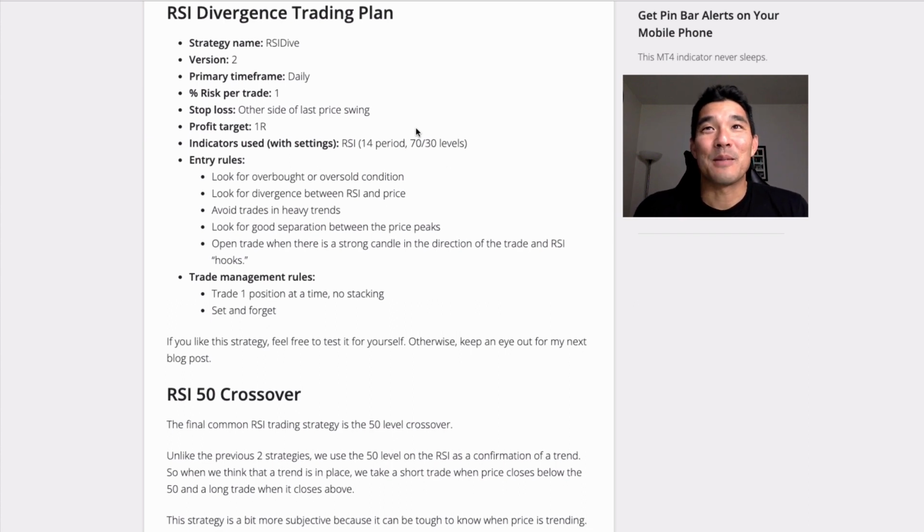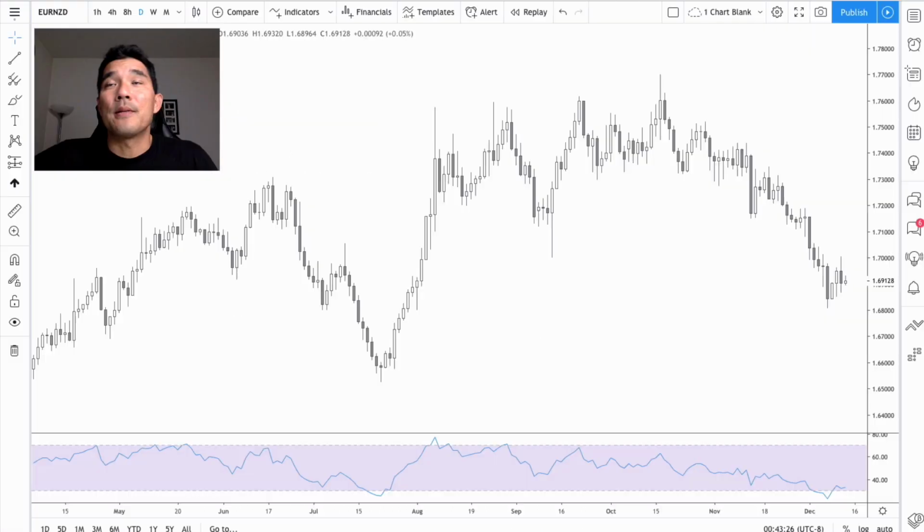Next, we're going to look for a good separation between the price peaks, and we open a trade when there's a strong candle in the direction of the RSI and the RSI hooks. I'll show you what that is. And then again, it's set and forget and trade one position at a time, no stacking. Okay, so let's take a look at the chart and what this looks like.